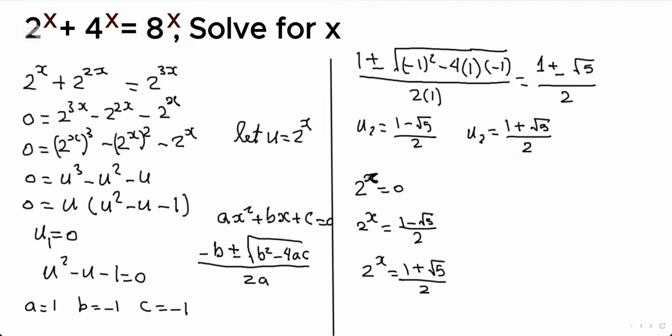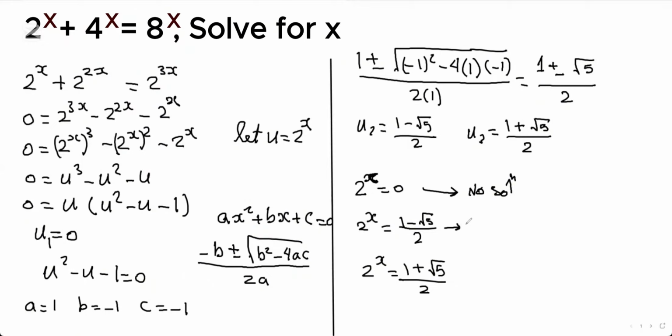Now, as you know, we'll get no solution from here. And the reason is there's no power that exists when you raise a number to that power that will give you 0. There's nothing. And here I'm just going to solve this expression here, 1 minus root 5 divided by 2, and see what it equals.